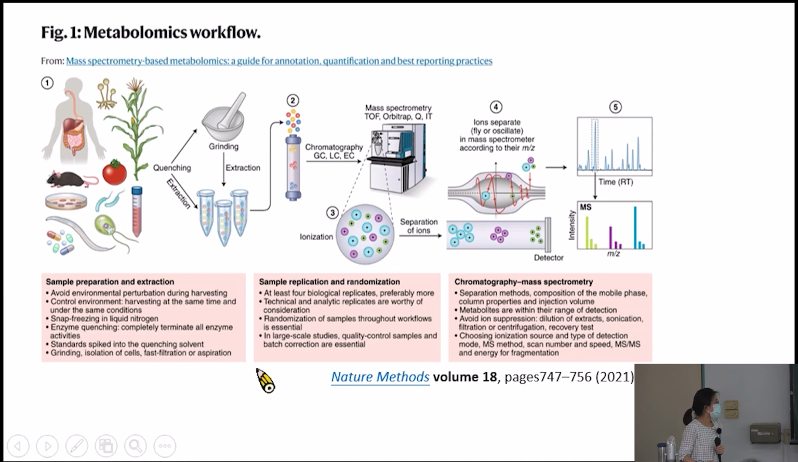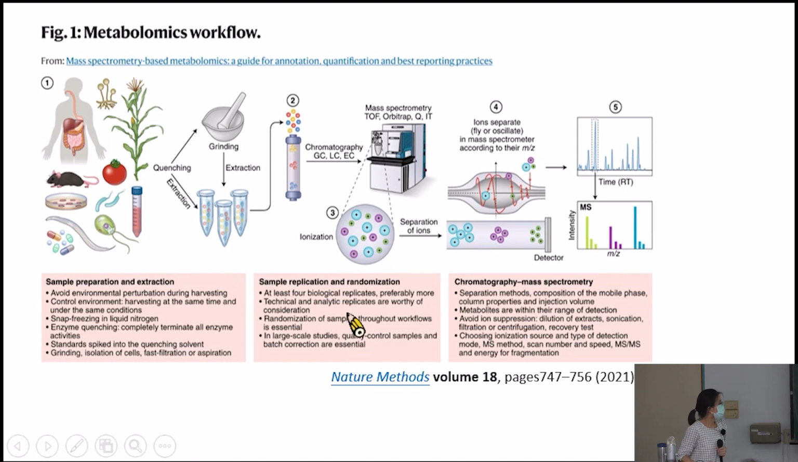Okay. And the author also gave us some suggestions when you are working on this metabolomic extraction. For example, because the metabolite is complicated, we probably need to take at least 4 biological replicates or add some technical replicates. And the author also mentioned that if we are working on a large-scale study, we probably need to consider adding more quality control or batch correction in our samples.